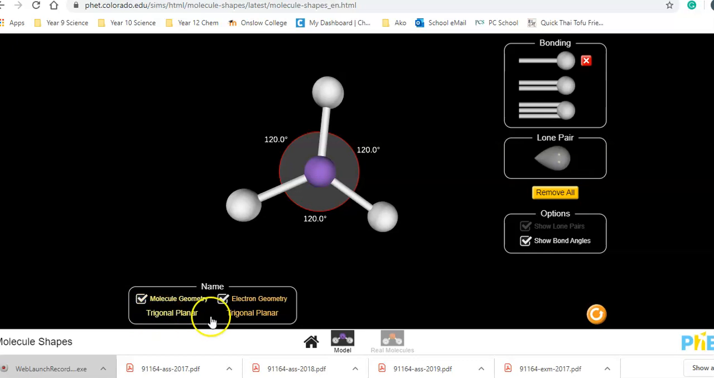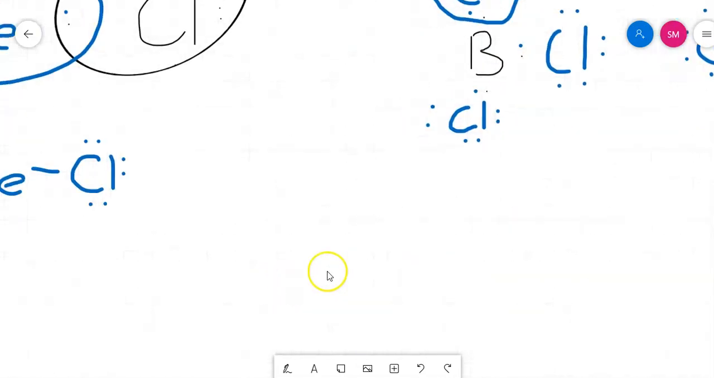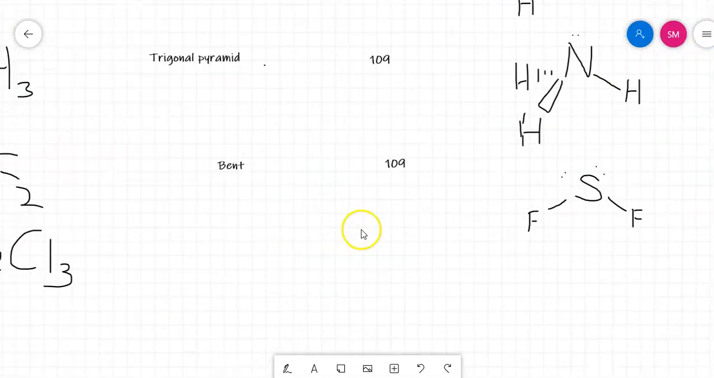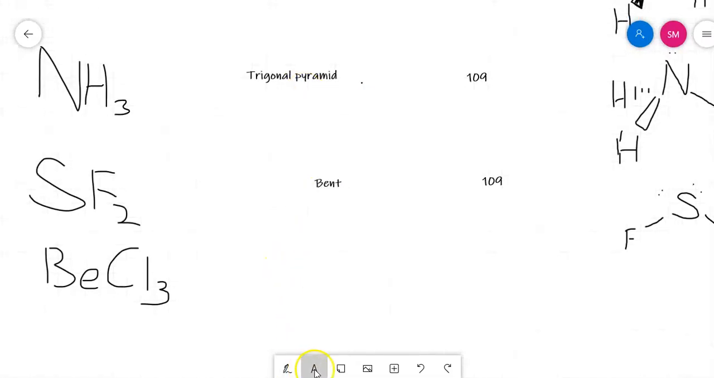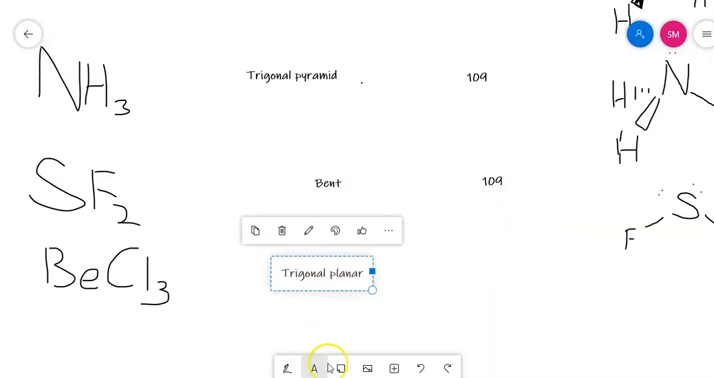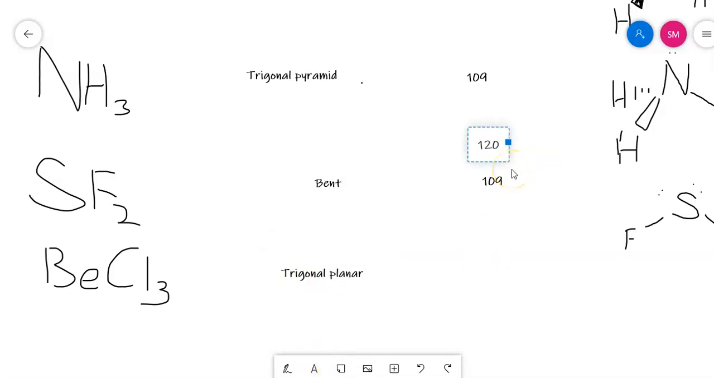So we've given here what the name of the molecule is. So this is a trigonal planar molecule, and the regions of negative charge repel into a trigonal planar shape as well, with a bond angle of 120 degrees. So we'll continue that on our table. Beryllium trichloride. This is a trigonal planar shape. Trigonal planar, and the bond angle of it is 120 degrees.